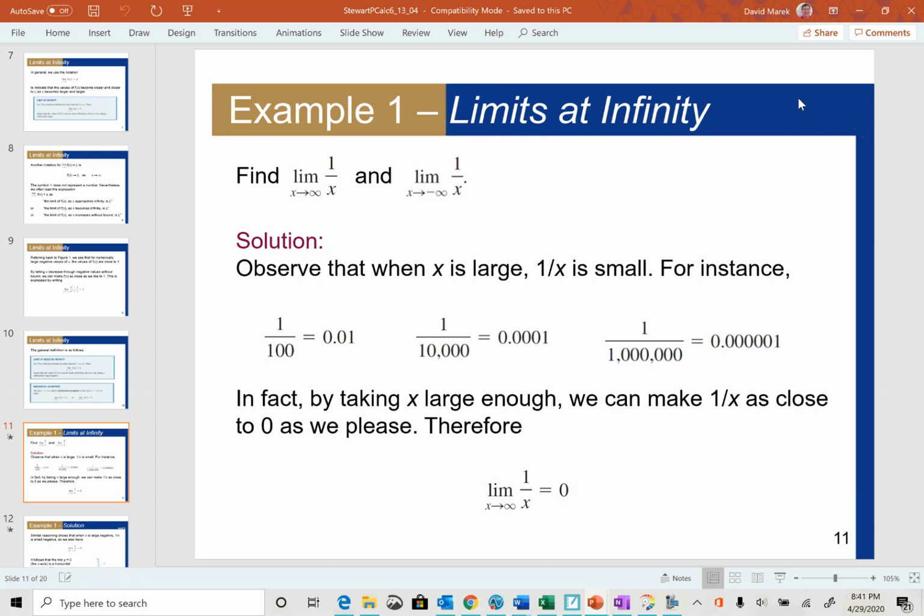All right, so find the limit as x approaches infinity of 1 over x, and the limit as x approaches negative infinity of 1 over x. All right, well, what happens when you put in really, really big numbers? 1 over 100, gee, that's 0.01 because, place value, 1 over 1 million, 0.000001. You can make 1 over x as close to 0 as you want by picking a really big value of x. So we can say the limit as x approaches infinity of 1 over x is equal to 0.